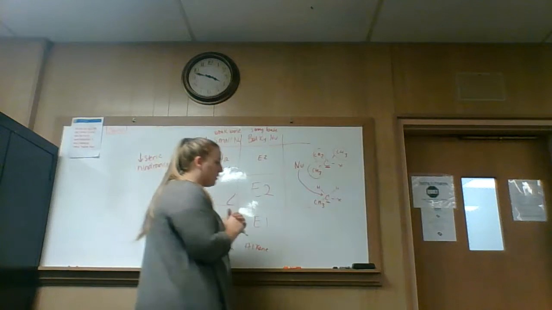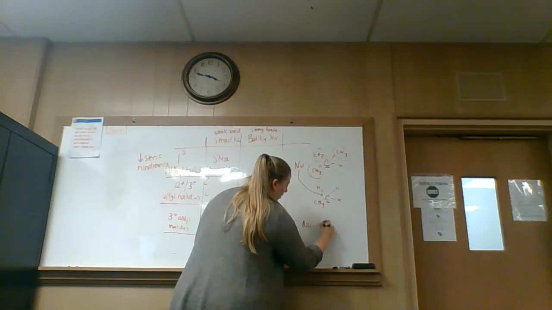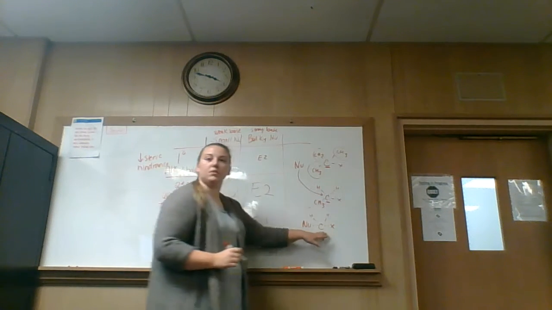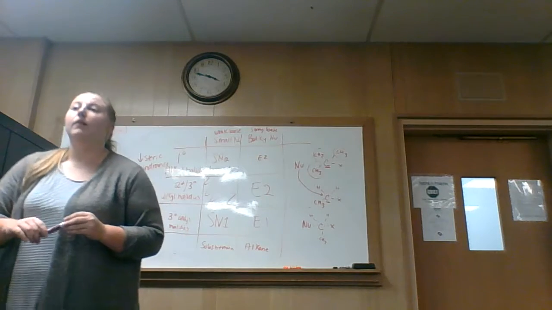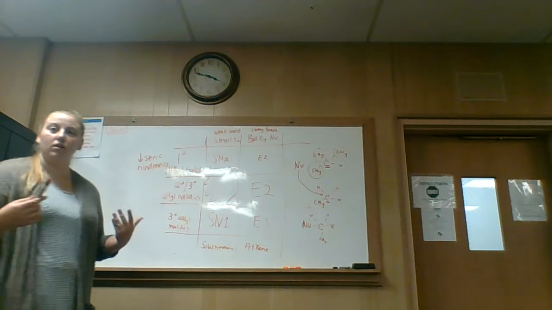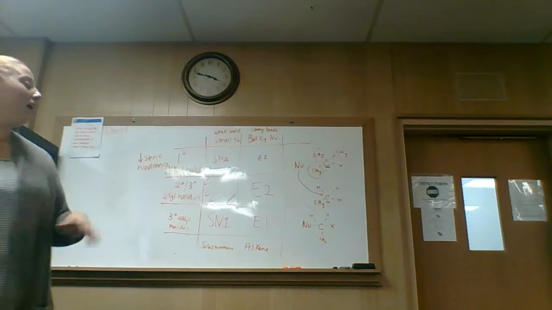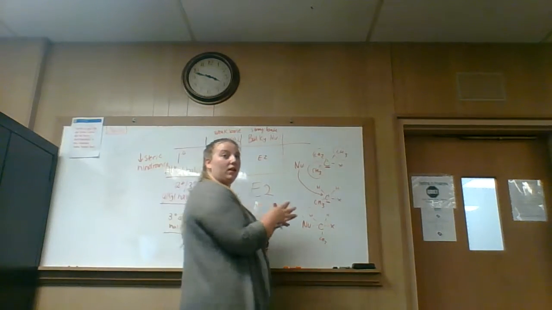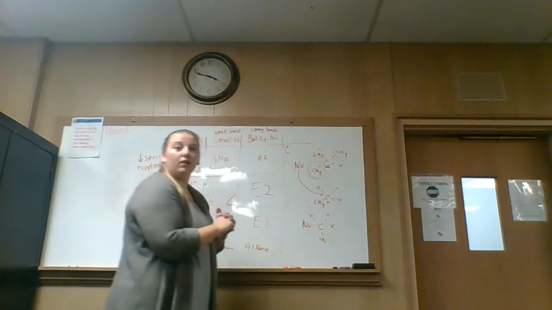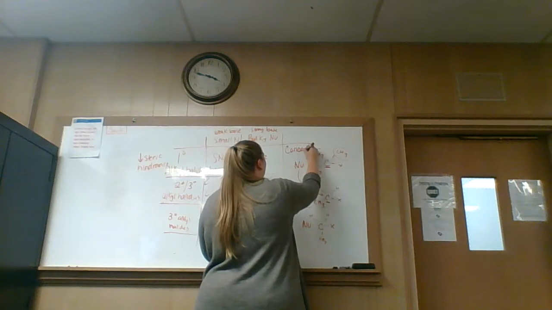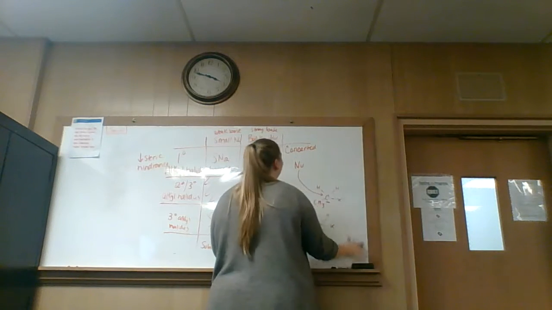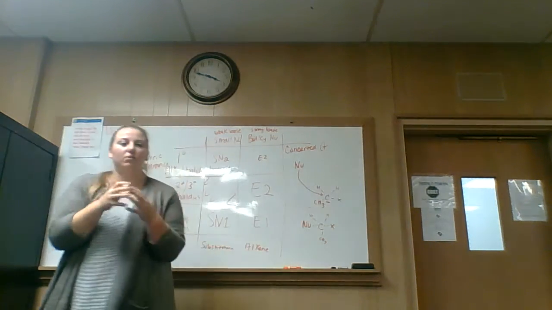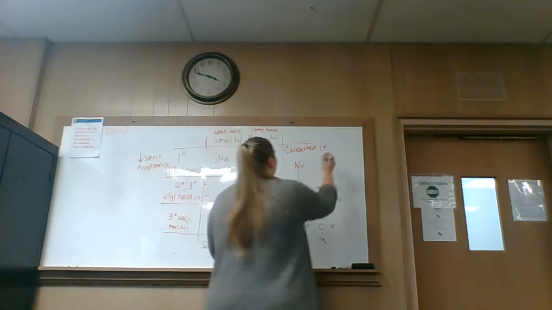So if we were to draw the transition state, why have I drawn dotted lines between the nucleophile and the carbon, and the halogen and the carbon? Bonds are broken at the same time that bonds are formed. The term for that is? Concerted. So when bonds are being broken and formed at the same time, that means that the reaction is concerted.